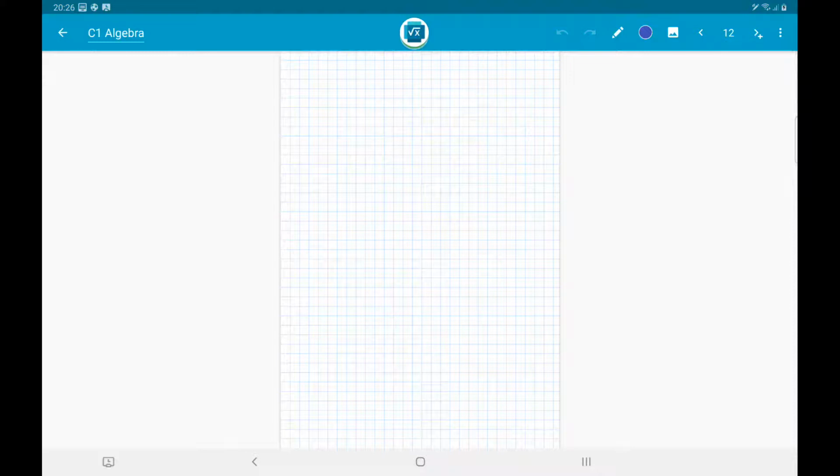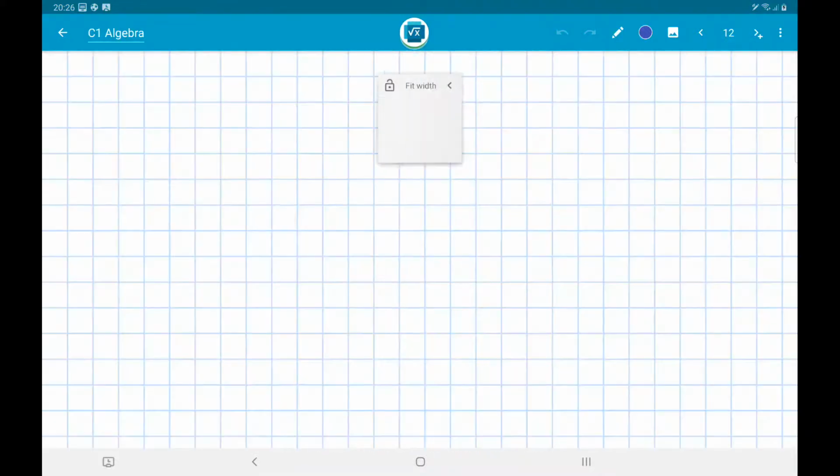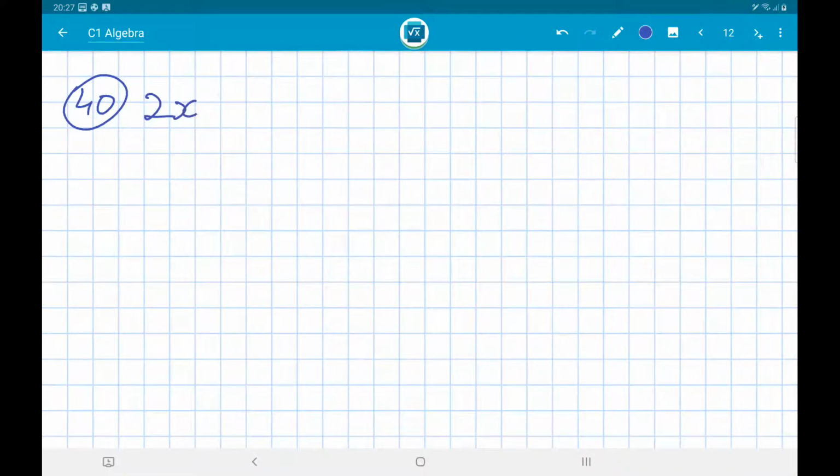39. Let's do 40 as well, to zoom in. 40. Yep. 2x to the 4, plus 14x squared plus 24. Right. Now I'm going to do something interesting. I'm going to take out x. Oh no, I can't take out x. But what can be done? It's quite interesting actually.